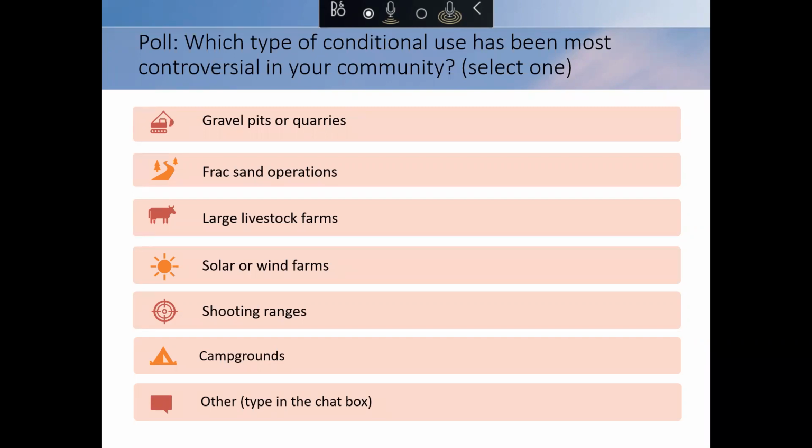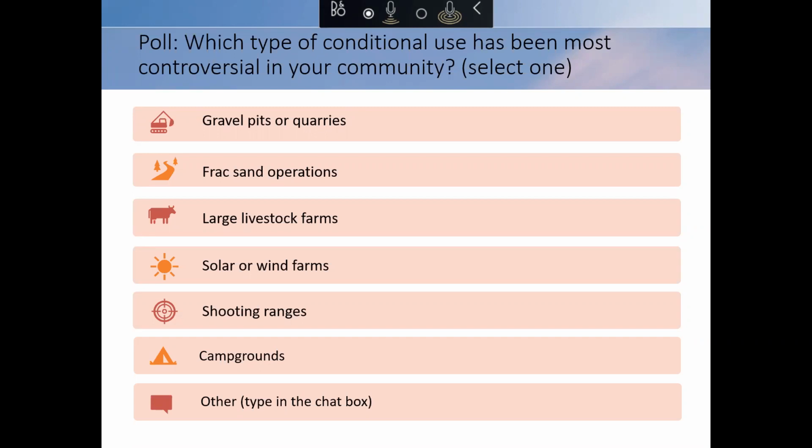Okay, so I'll share the results here from this poll. Looks to me like other came in at the top. So we've talked about some of those. A few more came in: parking lots, bars, lounges, telecommunication towers. In second place, we've got gravel pits or quarries. And then it looks fairly similar between large livestock farms, shooting ranges, and campgrounds. So we've got quite a range of uses that can be controversial related to our conditional use application.